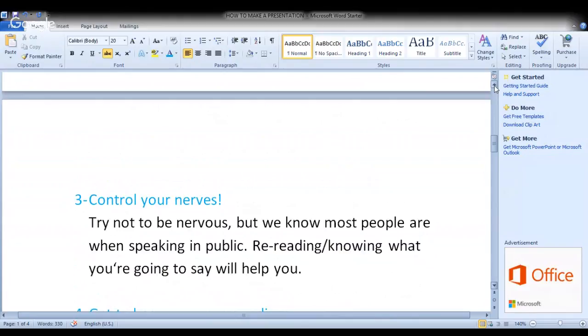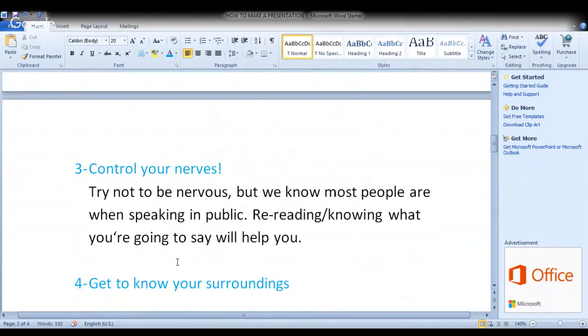So the next one here is control your nerves. Obviously, when you're nervous, it's very difficult, and so it's something that you need to be prepared for. So try not to be nervous. Get a lot of sleep the day before. Maybe have a coffee before the presentation, but not too close, so you're not talking so fast. You want to speak clearly.